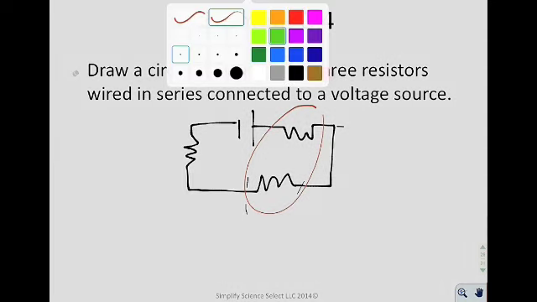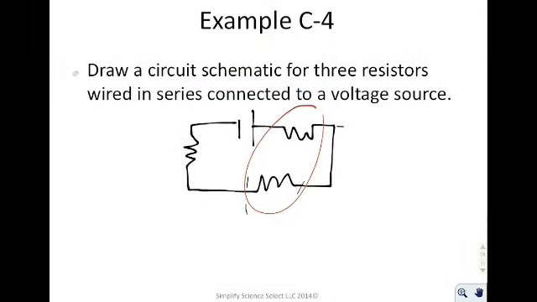Remember, you have to follow the path. So if you follow the path right here, I start at the positive end. I have to go through this resistor in order to get to this resistor. So those are in series. I have to go through this resistor to get to this resistor. So those are in series.